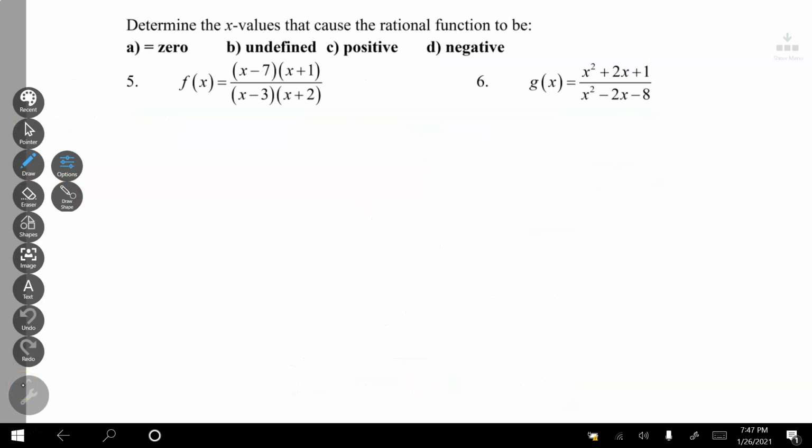So the whole front page was about polynomial functions. The back side is going to be about rational functions. I'm going to use the same method, the same number line approach. Again, part A, my zeros are my x-intercepts, and my x-intercepts for this are going to be from the numerator. So my x-intercepts are positive 7 and negative 1.